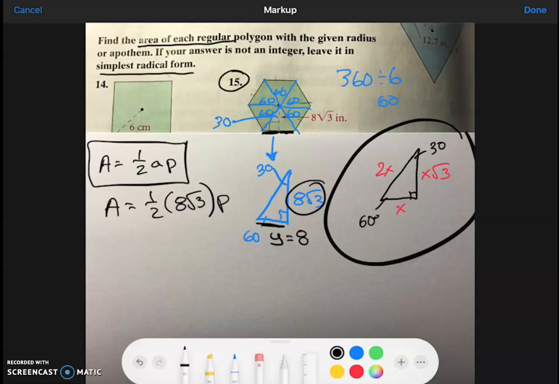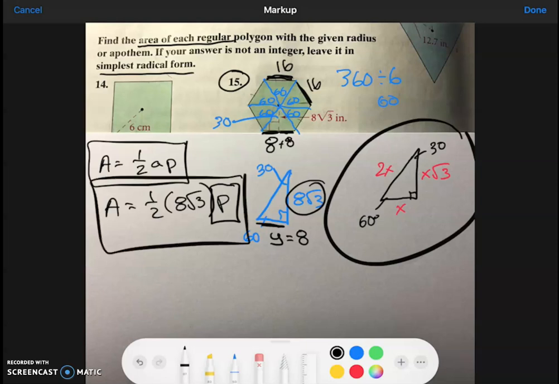So that means this portion right here is simply 8. Let me get that on the screen. And the other part right next to it is also 8. And of course that means 8 plus 8 is 16. So each one of these side lengths is 16. And from there you should be able to figure out the perimeter. And of course, once you have the perimeter, you have the area by multiplying 1/2 apothem times perimeter.